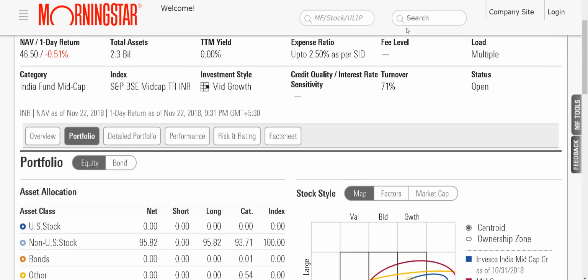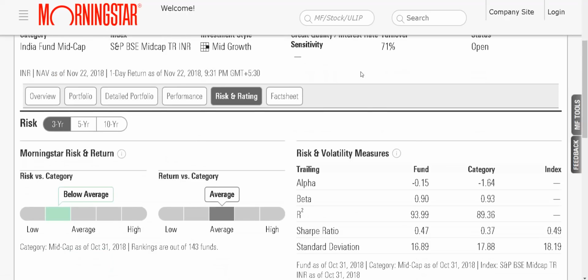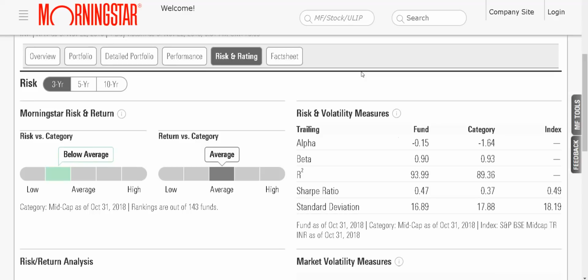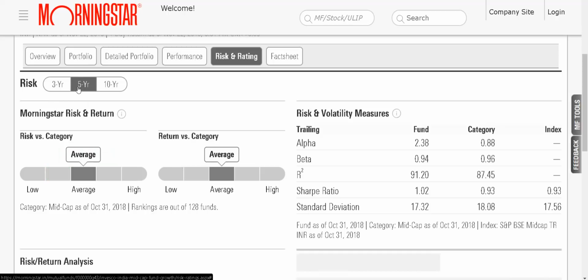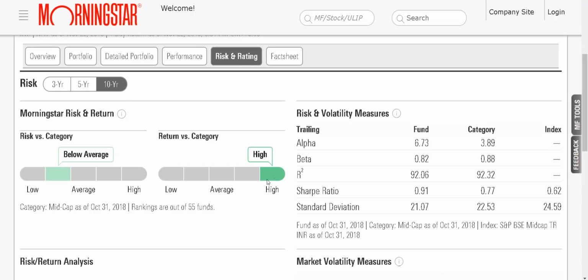I'm as usual interested more in the risk rating tab, as that's what I love the most. So again, you see these standard alpha, beta, R squared, standard deviation numbers. But what I like about the Morningstar page is it gives you this data for 3 years, 5 years, and 10 years separately. So if you look at this, for 3 years the fund risk has been below average and the return has been above average. 5 years it's kind of average, and 10 years again the return has been well above average and risk just below average.